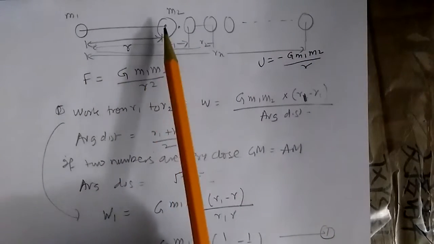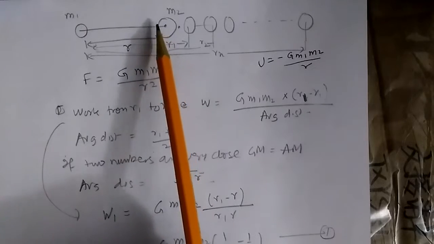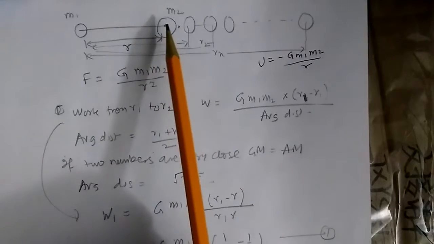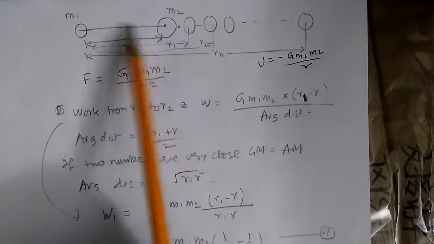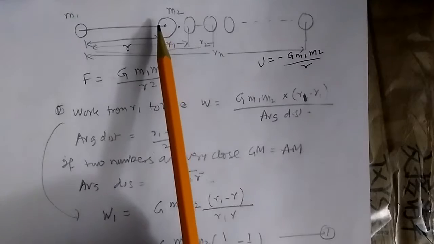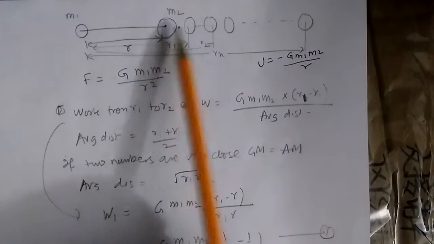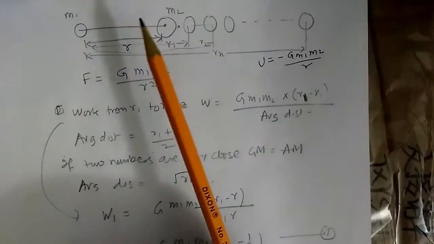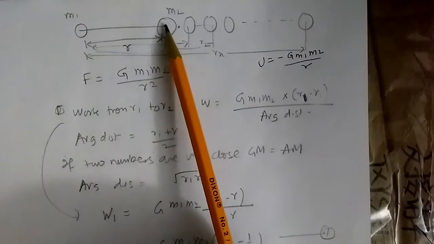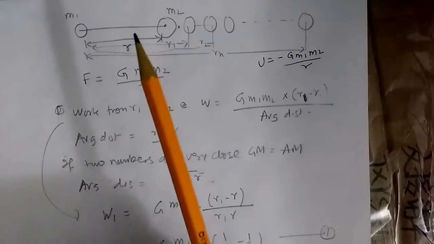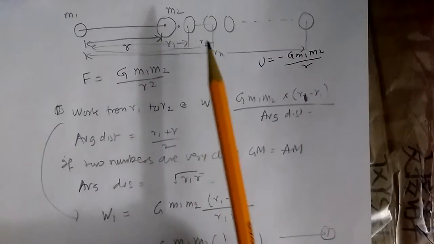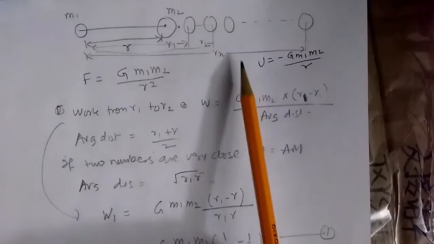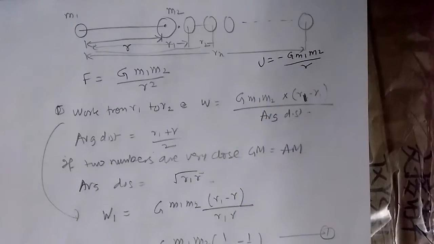On the other hand, if we take this mass m2 away from m1, then we will have to do some work against the force of attraction, and we will have to do some work to take it from this position to infinity. We will derive this formula by taking this mass m2 from this position to infinity, finding the positive work we have to do, and then multiplying it by minus 1 to get the gravitational potential energy formula.